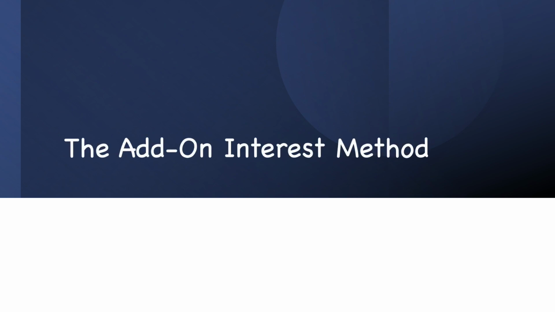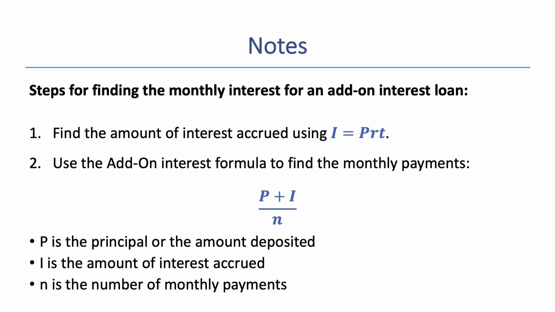The add-on interest method. We will use the add-on interest method to find the monthly interest of an add-on interest loan. To find the monthly interest for this type of loan, we need to complete two steps.